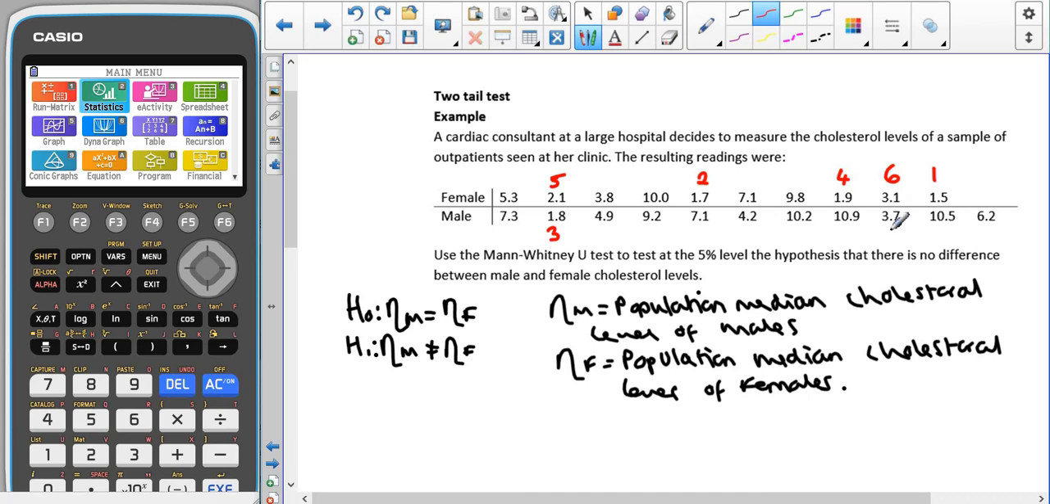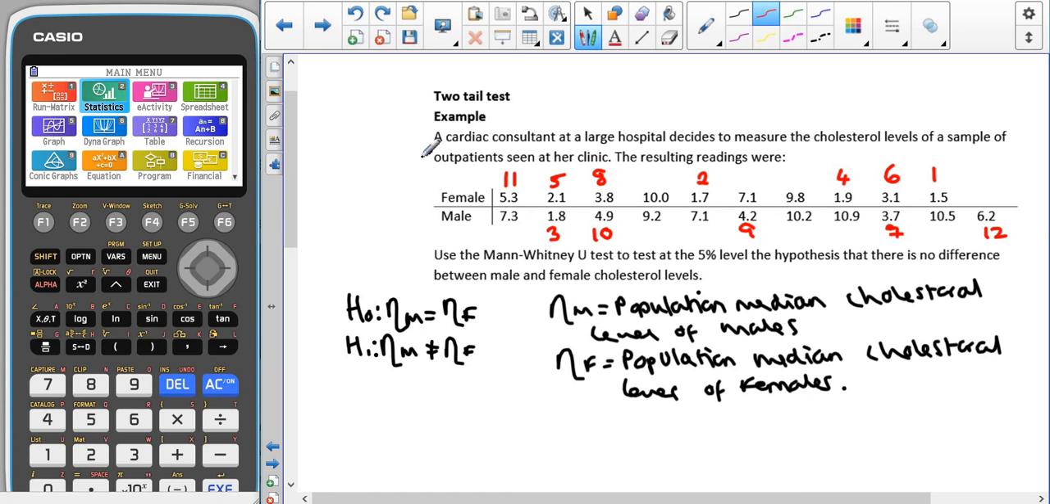3.7 gives us 7, 3.8 gives us 8, just having a quick double check I haven't missed any out there. Then 4.2 is going to be 9, 4.9 is going to be 10, 5.3 is going to be 11, 6.2 is the rank of 12.